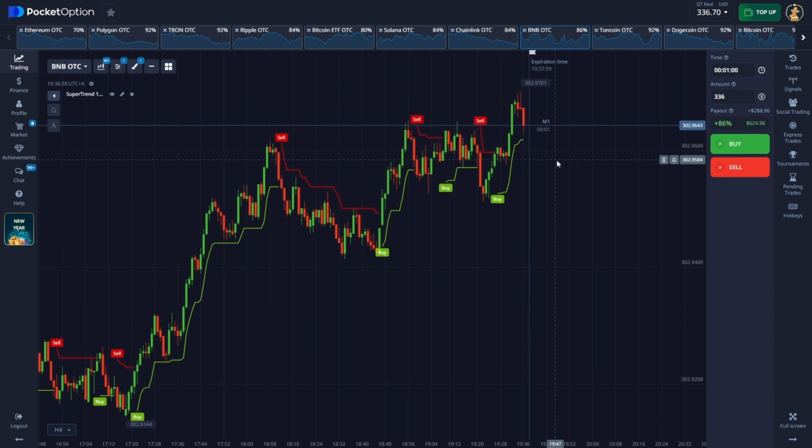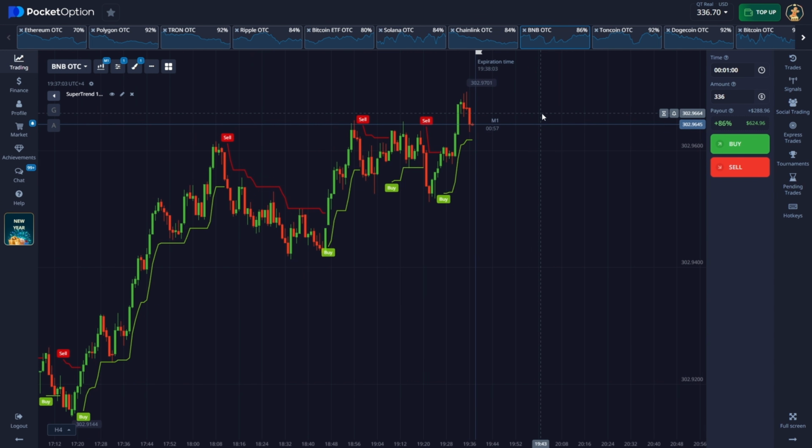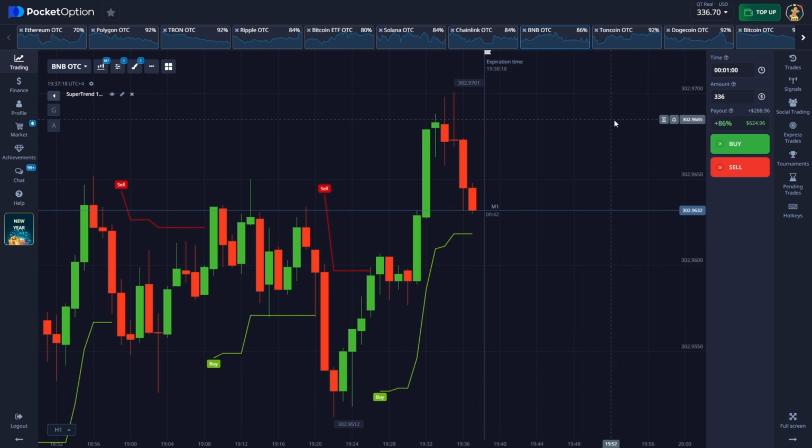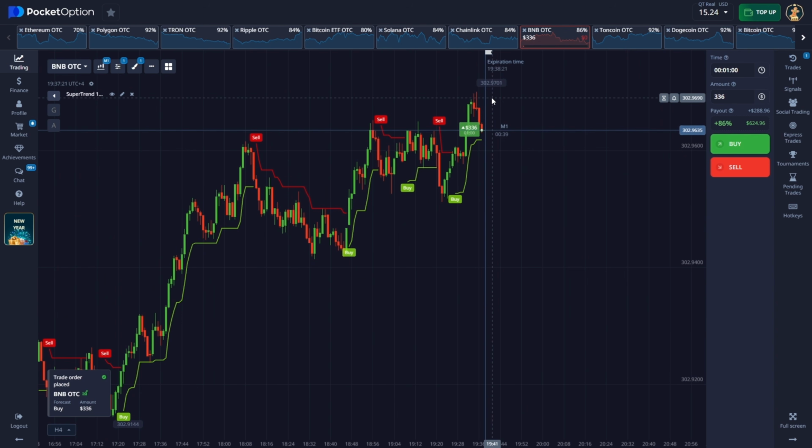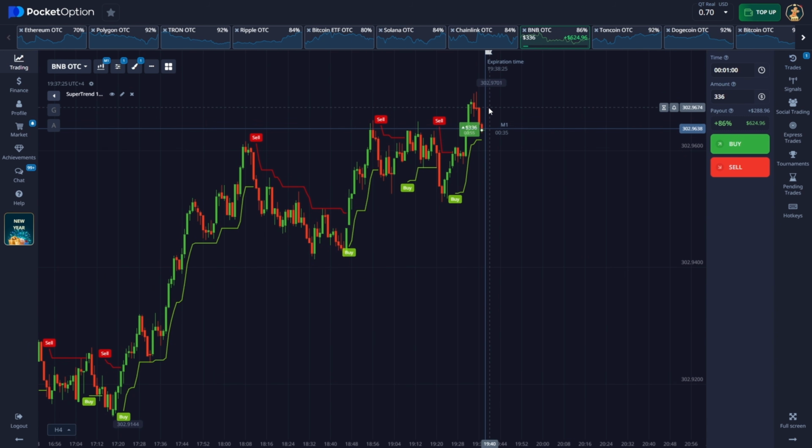On BNB OTC, we have a setup for an upside move. I'm waiting for an entry near the buy level. I got the entry near the buy level and placed a trade for the upside move on OTC worth $336. As you can see, there's an uptrend and we got in near the buy level. There's also a buy signal, which is why I took this trade for the upside move.